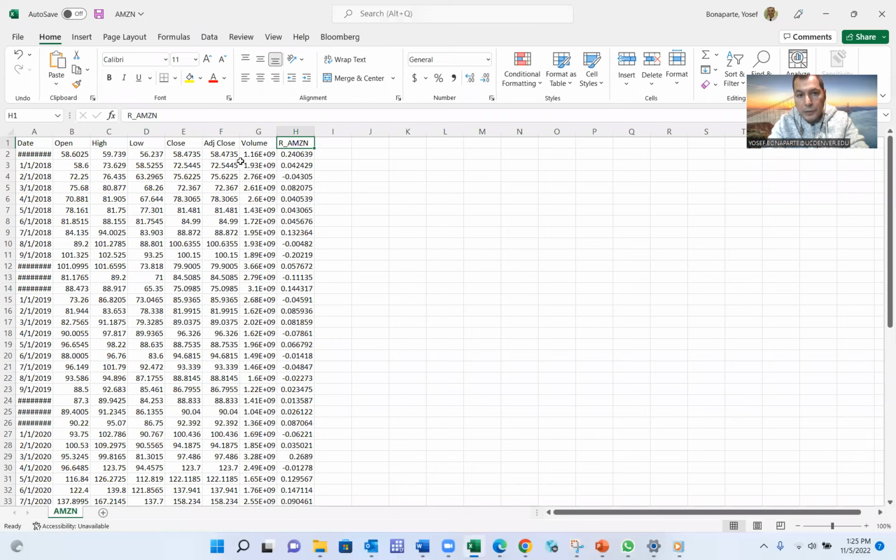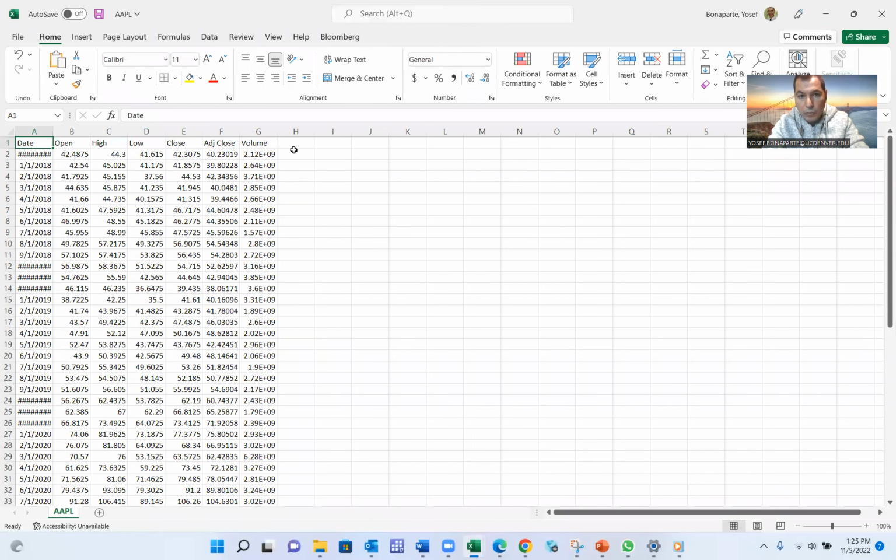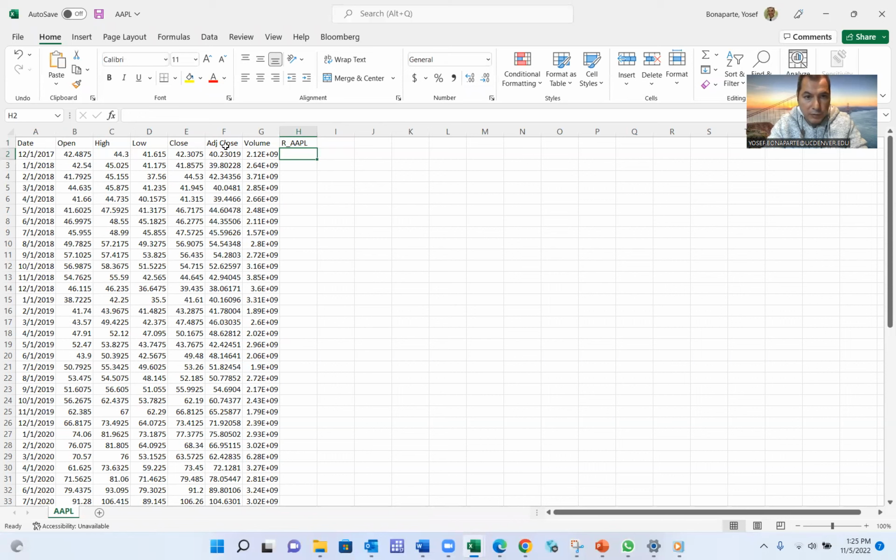Now, for Apple, the adjusted close is sometimes different than the close because Apple has dividends. Amazon doesn't have dividends. So that's the reason there's a difference between adjusted close and close. You're always going to use the adjusted close. So that's for Apple.